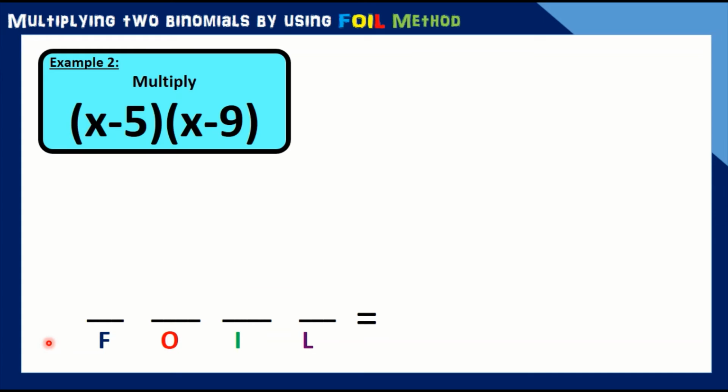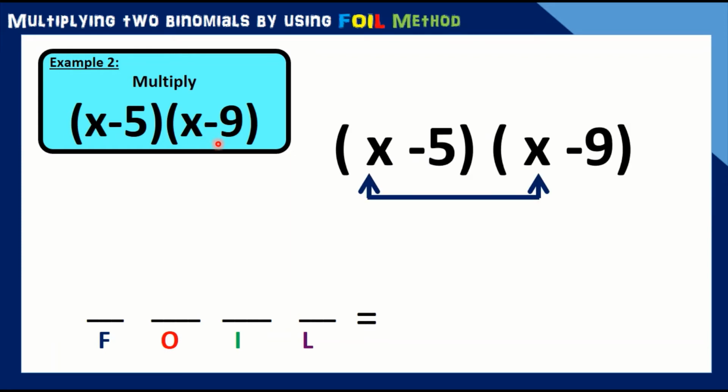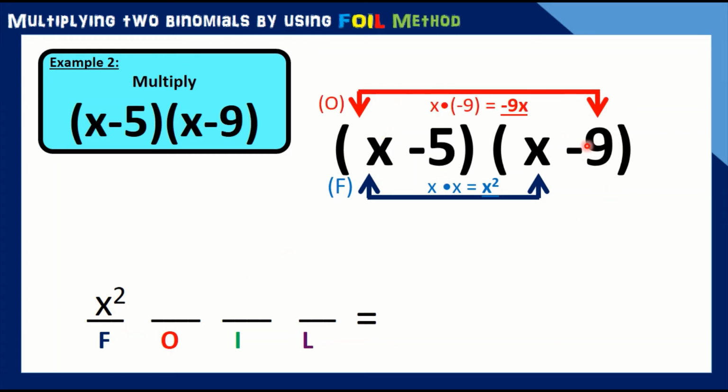Example number 2. Multiply the quantity x minus 5 times the quantity x minus 9. So, identify the first terms, x times x. We have x squared. And then, outer terms, we have x times negative 9. We have negative 9x. It is negative because of the minus.